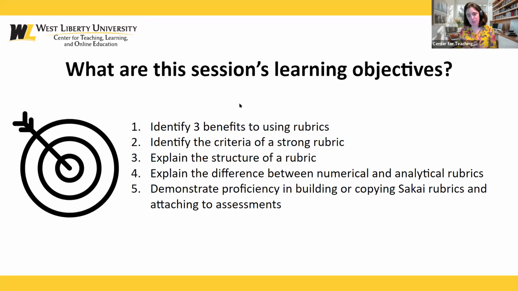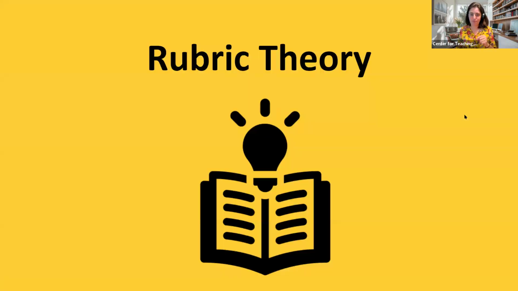So the objectives for this session: three benefits to using rubrics, what makes a strong rubric, how the structure works, the difference between numerical and analytical, and demonstrate some proficiency in how to build these in Sakai and attach them to specific assignments. So let's start with theory first about why you would use rubrics and why they're beneficial to put time into.